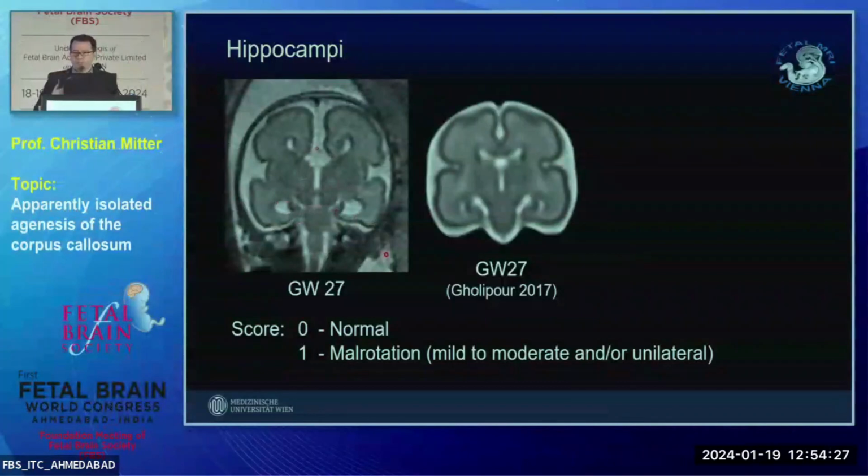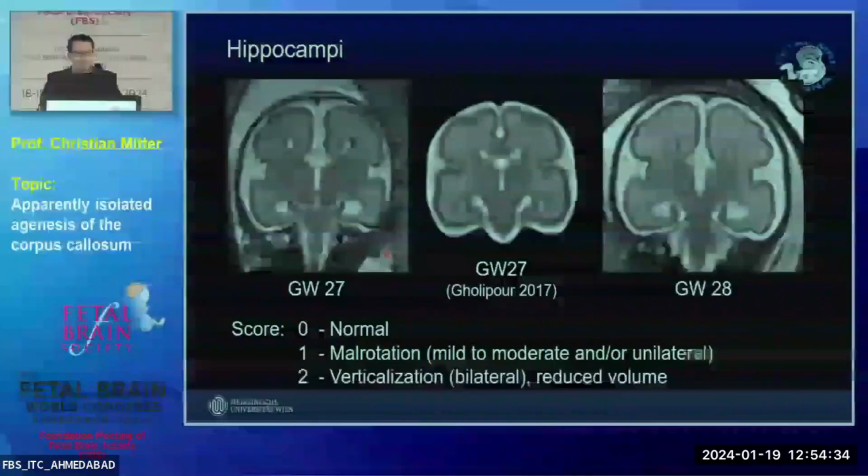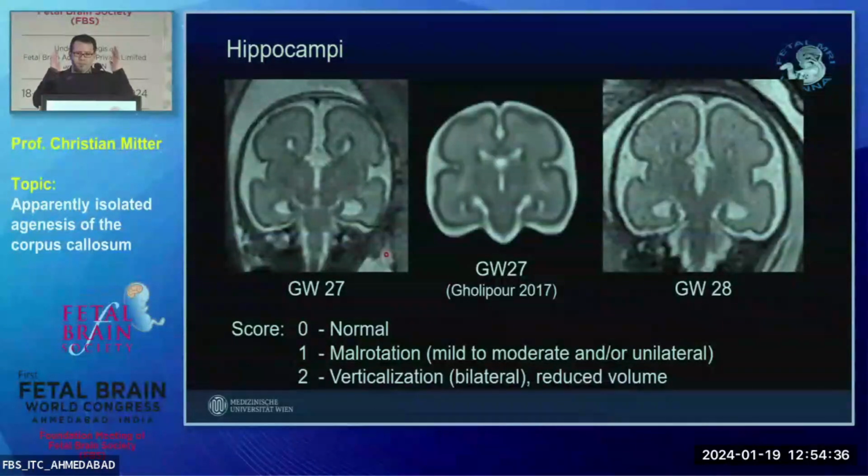If the malrotation is mild or moderate or unilateral, you would score it as 1. And if it is very pronounced, like in this case, where the hippocampi are vertical and reduced in size, we would score it as 2.